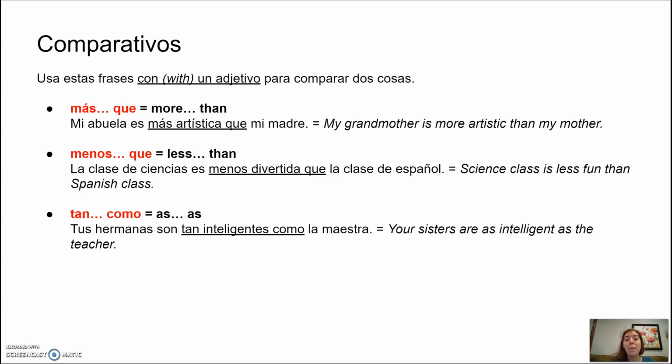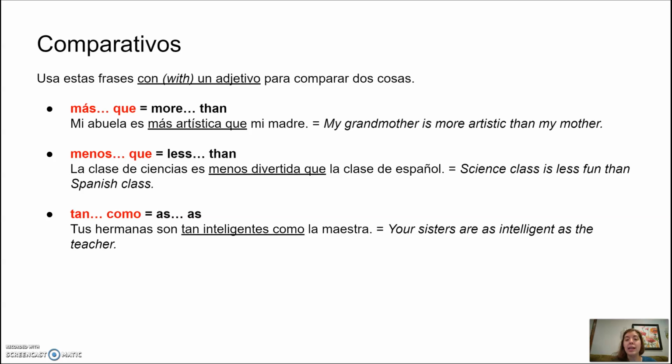Continuamos con menos que. So this is the opposite, less than. La clase de ciencias es menos divertida que la clase de español. Science class is less fun than Spanish class. Menos divertida que. Notice that divertida matches la clase in number and gender.